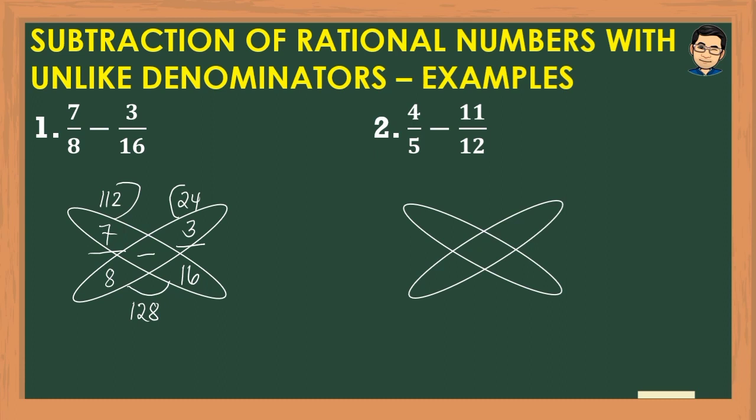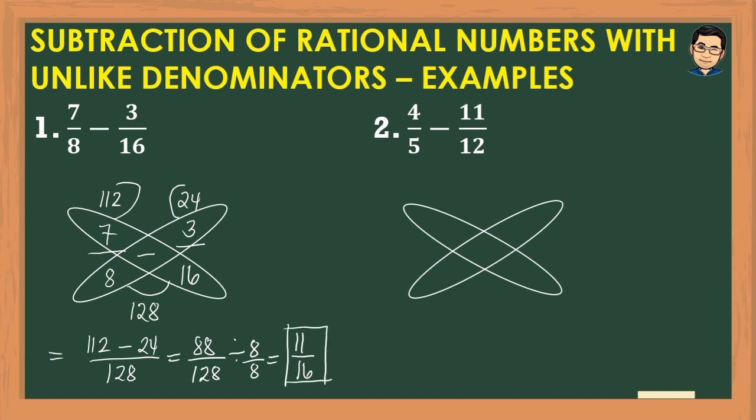Now, we subtract 112 minus 24 all over 128. So the difference between 112 and 24 is 88 all over 128. And then we simplify. So the GCF of 88 and 128 is 8. So if we divide 8 to both numerator and denominator, so 88 divided by 8, that is 11. 128 divided by 8, that is 16. So our final answer will be 11 over 16.